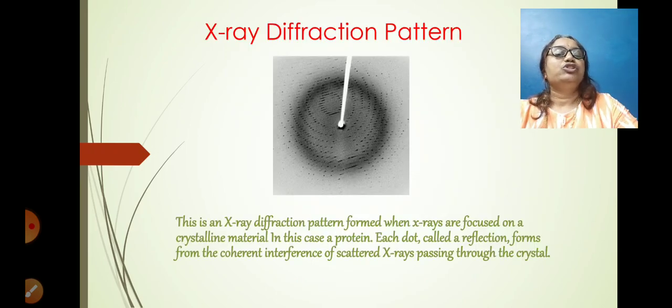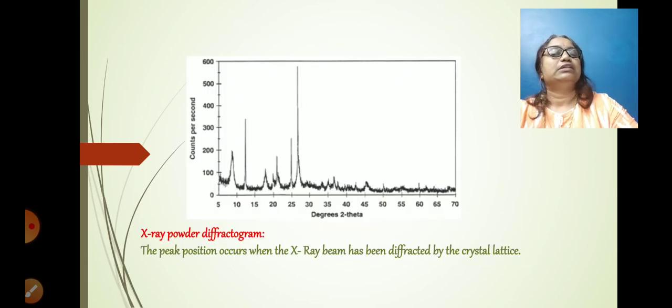This is another picture, an X-ray diffraction pattern formed when X-rays are focused on a crystalline material, in this case a protein. Each dot here we can observe. They are the reflections formed from the coherent interference of the scattered X-rays passing through the crystal. And here we have a peak position.